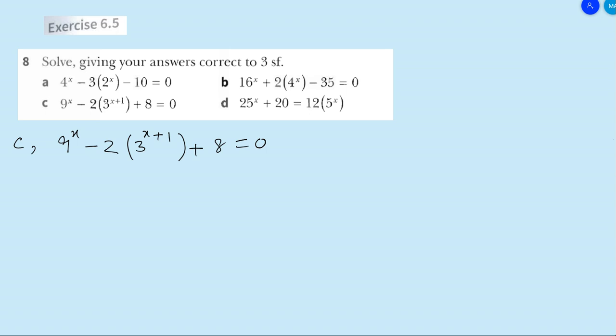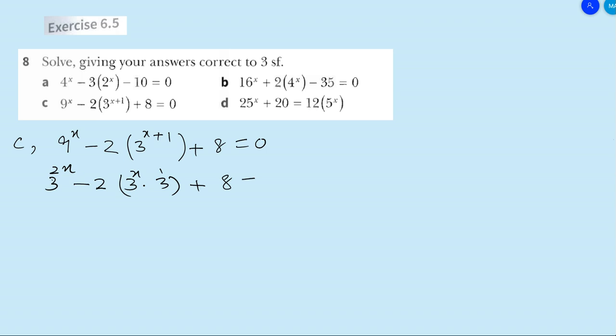This is part C. 9 to the power x minus 2 into 3 to the power x plus 1 plus 8. First convert this: 9 to the power x is 3 to the power 2x, because 3 squared is 9. Minus 2, this is 3 to the power x. Convert 3 to the power x into 3 to the power 1.